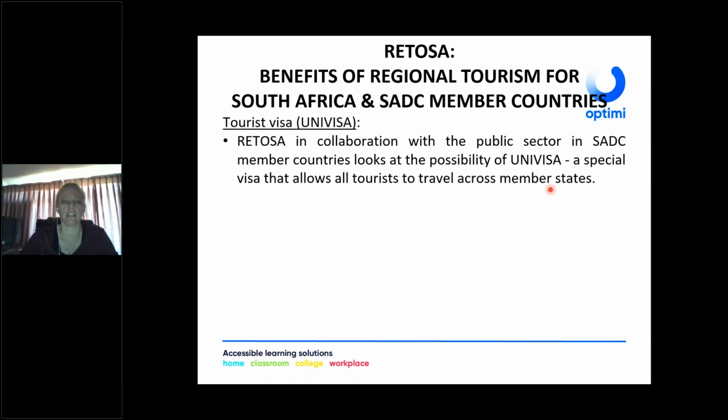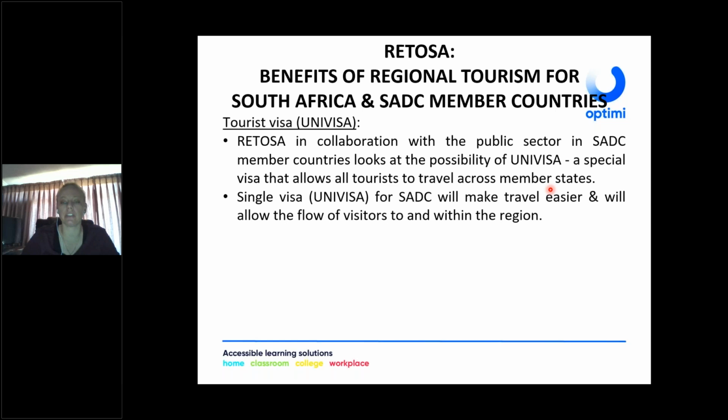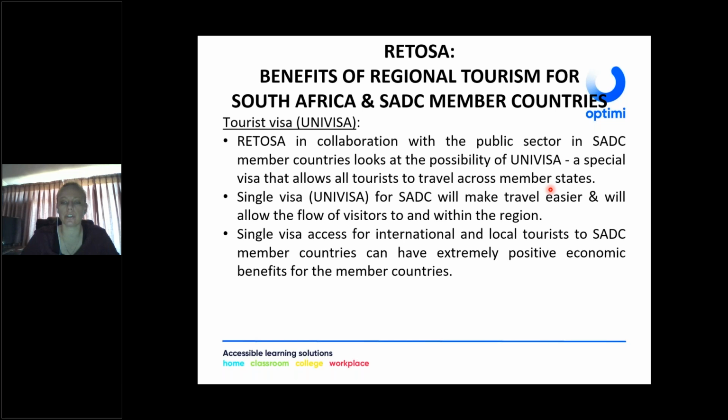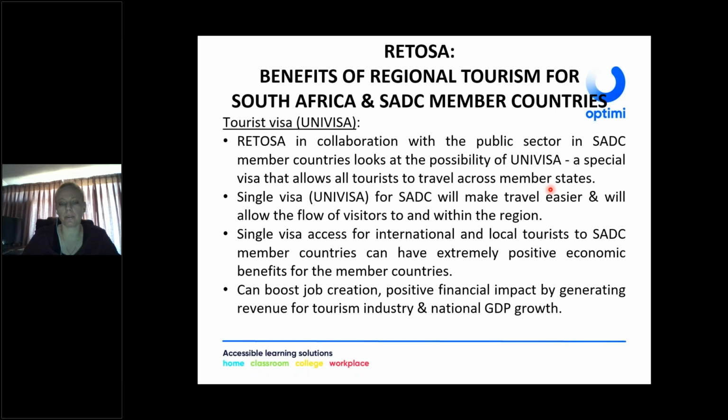A single visa, uni visa for SADC will make travel easier and will allow the flow of visitors to and within the region. So it will make it easier for tourists in these SADC countries to travel between these countries or within this region. Single visa access of international and local tourists to SADC member countries can have extremely positive economic benefits for these member countries, because obviously if you travel then to these different countries, you will then spend money in these countries. And it can also once again boost job creation, have a positive financial impact by generating revenue for the tourism industry, and it can also help to grow the national GDP of these countries.